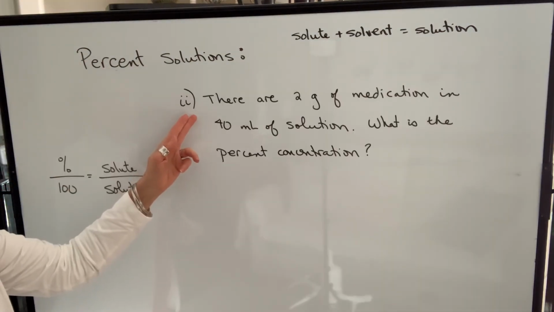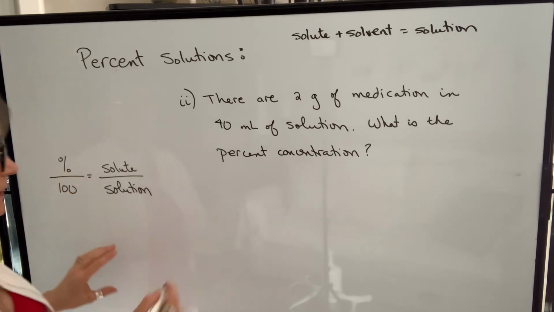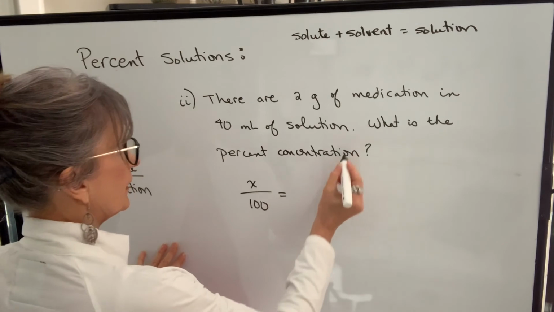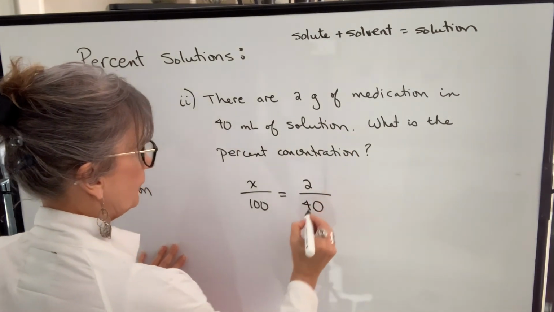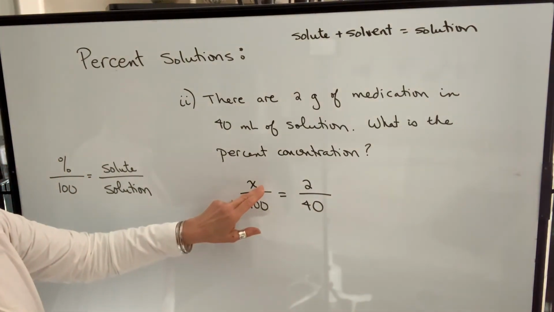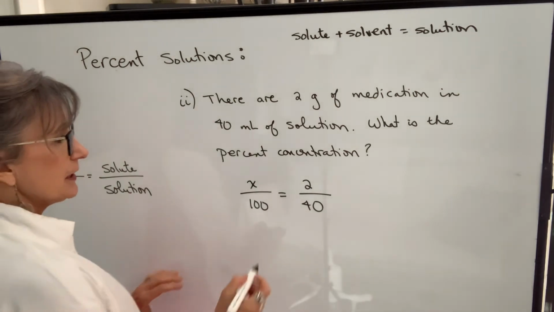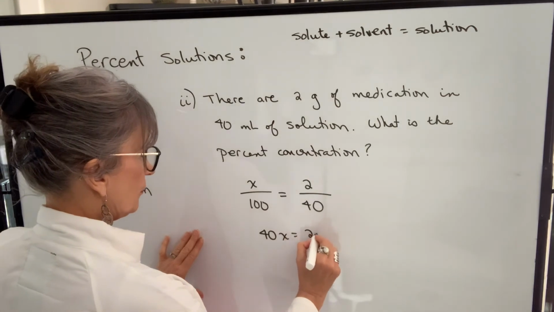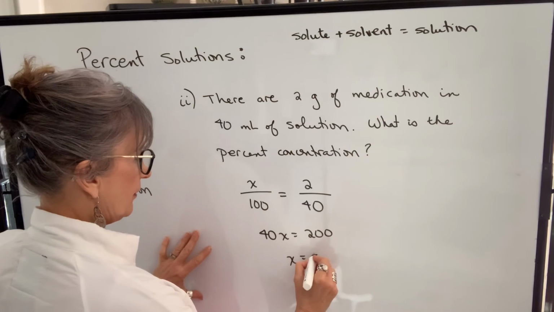Next example says there are 2 grams of medication in 40 milliliters of solution. What is the percent concentration? So percent is what we're finding. That goes over 100. We've got 2 grams in 40 milliliters. Percent will be x grams in 100 milliliters. We cross multiply to solve. So 40 times x will equal 200. And then we divide 200 by 40 and we get 5%.